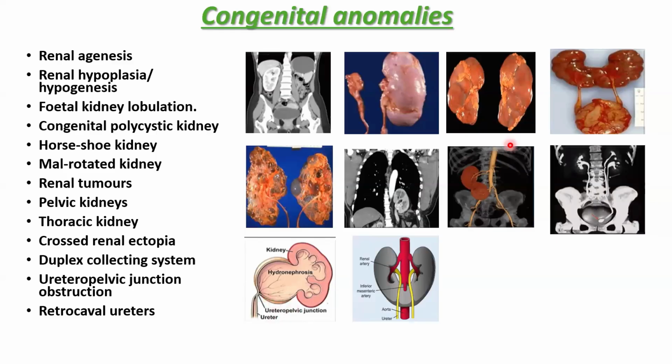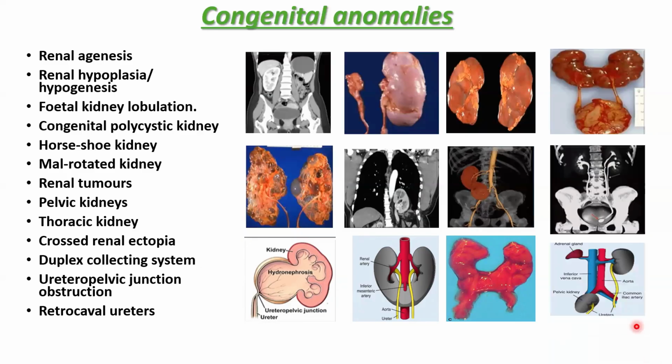Then similar to this, the kidneys are fused at the center. So this one is at the inferior pole, sorry. So this is horseshoe kidney. Similar case, kidneys fused at the inferior pole, that is the horseshoe kidney.